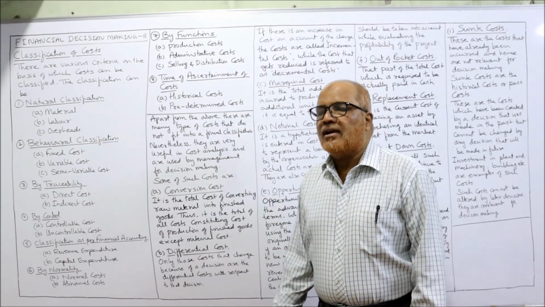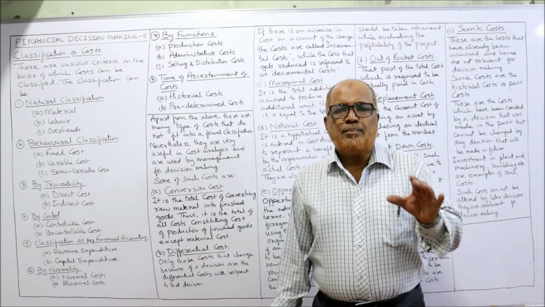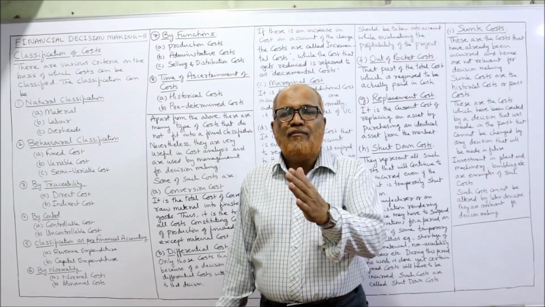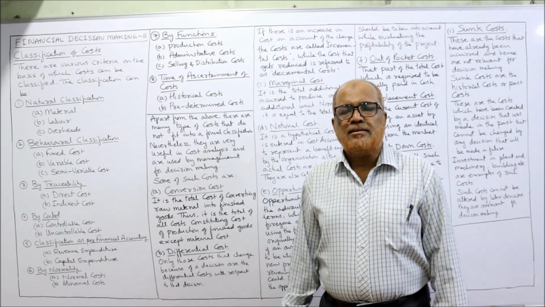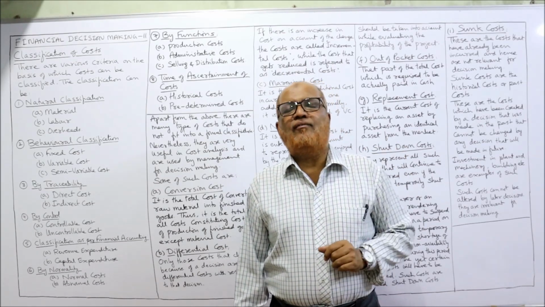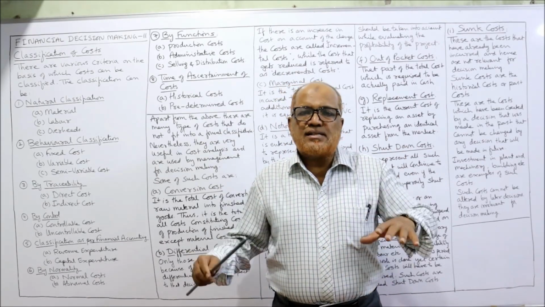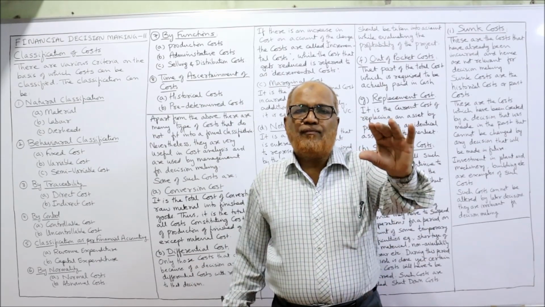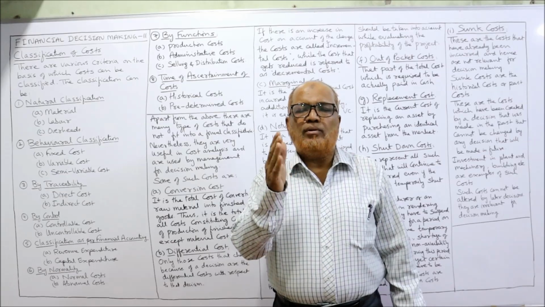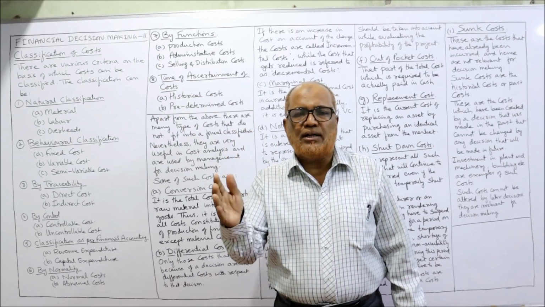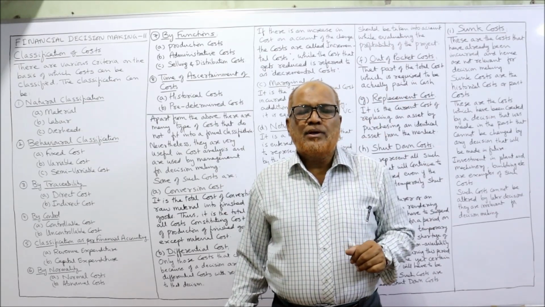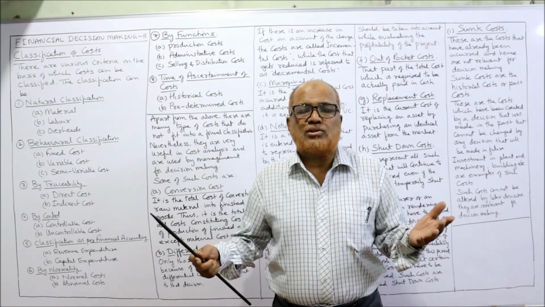Next comes behavioral classification. This behavioral classification is also called classification on the basis of variability. It means the cost will change according to the level of output. There are some costs which will remain fixed, whatever be the level of output, whether we make 10,000 units or 20,000 units or 30,000 units, whatever be the level of activity, the cost will remain the same. So this is one nature of cost, fixed cost.